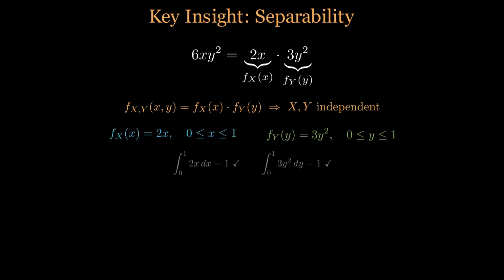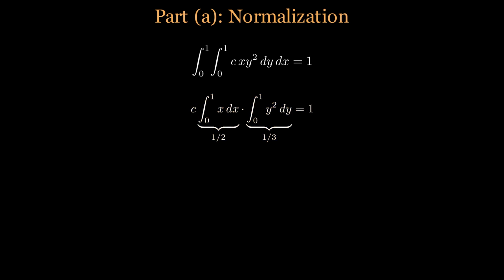Part A. Normalization. Integrate the joint PDF over the unit square and set equal to 1. Factor the double integral: c times the integral of x from 0 to 1 times the integral of y squared from 0 to 1. 1/2 times 1/3 is 1/6. Setting c over 6 equal to 1 gives c equals 6.